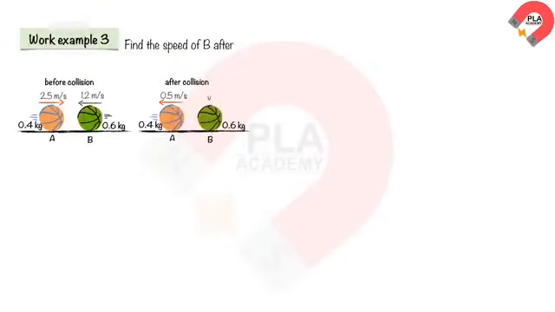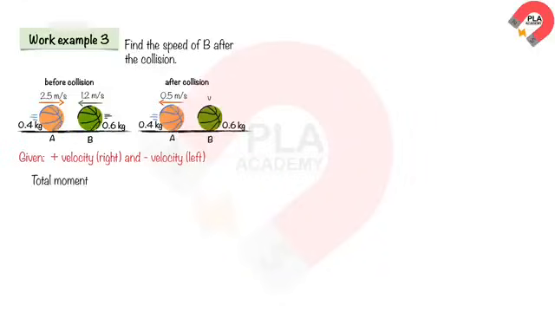Work example 3. Find the speed of ball B after the collision as shown. We are given the sign of velocity's direction: to the right is positive, and to the left is negative. The total momentum before collision is the sum of ball A's momentum and ball B's momentum, which is 0.4 times 2.5 plus 0.6 times minus 1.2, and it is equal to 0.28 kilograms meters per second.